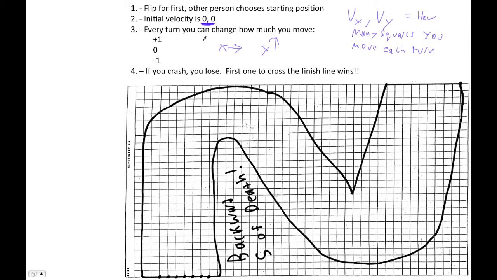Now, you can change that. So this technically is your acceleration, okay? Your acceleration, the rate at which you can change your velocity, is just 1 square per turn per turn. Okay, so for example, if I'm moving 2 squares to the right and 3 squares up, the next turn I could not change 2, I could go 2 to the right, but I could go 4 up, right? I can change how much I move up by 1. I could also, by the way, change the 3 to a 2, right? Or I could just keep it the same. I could go 2 and 3. Okay, so every turn you can change how much you move, and this is in each direction.